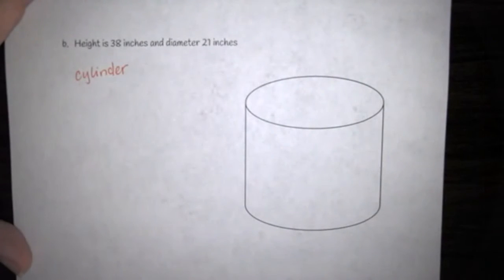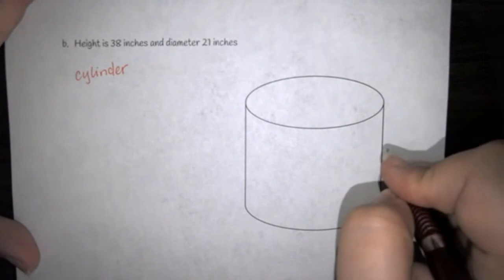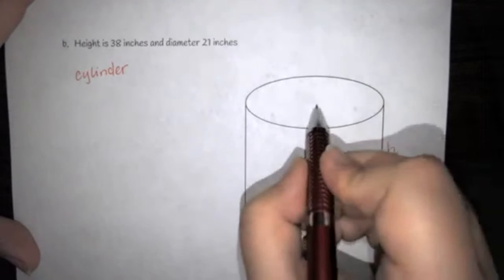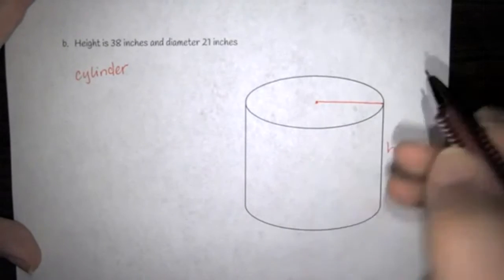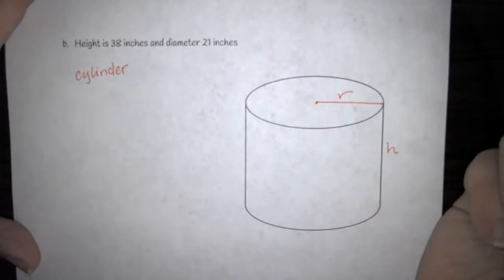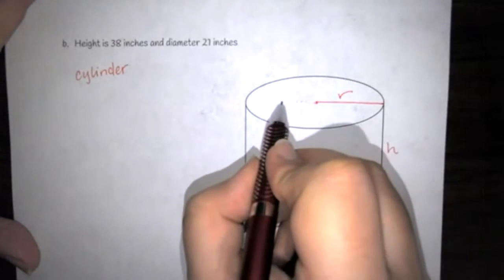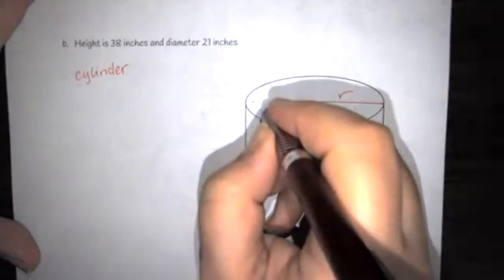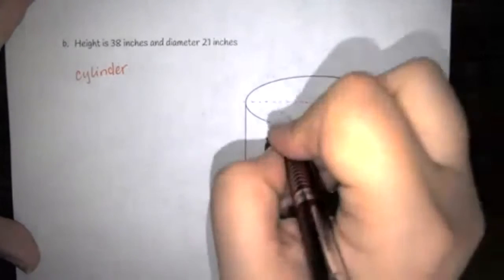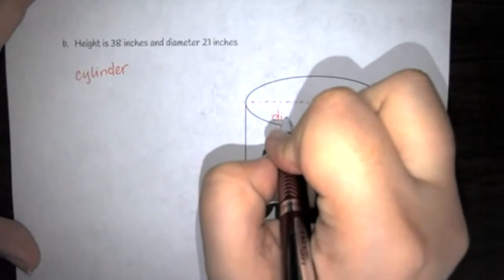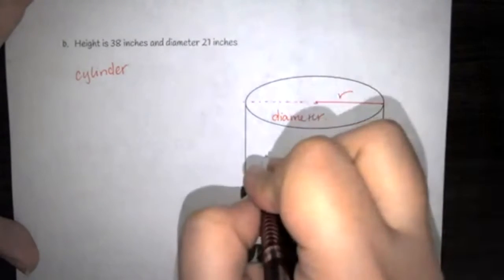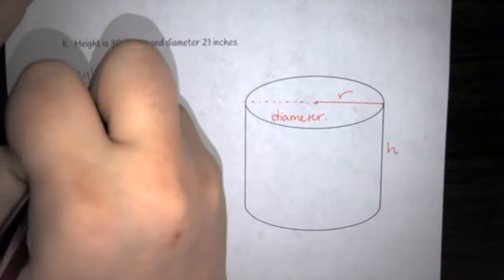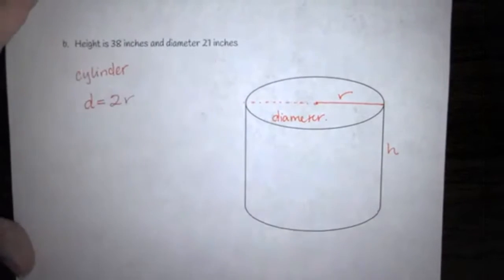Specifically, you have to know what the information is that a cylinder has. Well, we know the height. We also know if you go from the center out, this is the radius. Well, we also know if you go from point to point, that is diameter. So you have to remember here that diameter equals twice the radius.